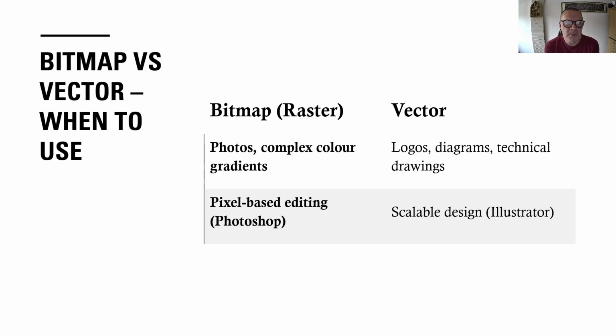So bitmap, which is sometimes called raster graphics, we use those for photographs, for complex color gradients. You use pixel-based editing tools like Photoshop. Obviously, Photoshop can do both vector and raster graphics or bitmap graphics. In some cases, for example, with text, it's done as vector in Photoshop initially. Vector, we use it for logos, simple diagrams, technical drawings, and it may be edited in separate software like Illustrator.